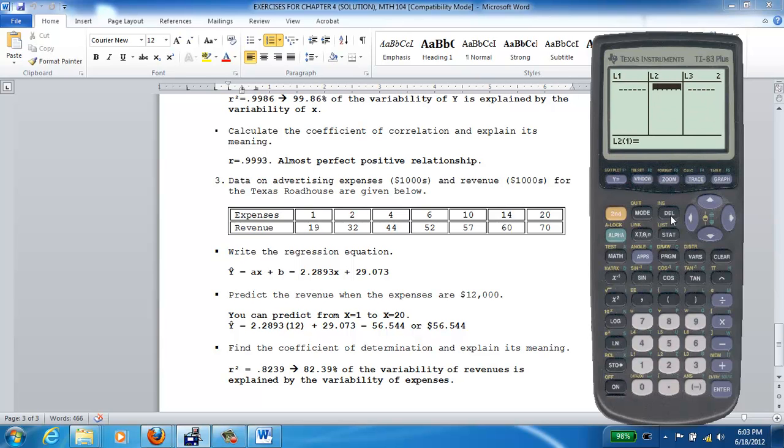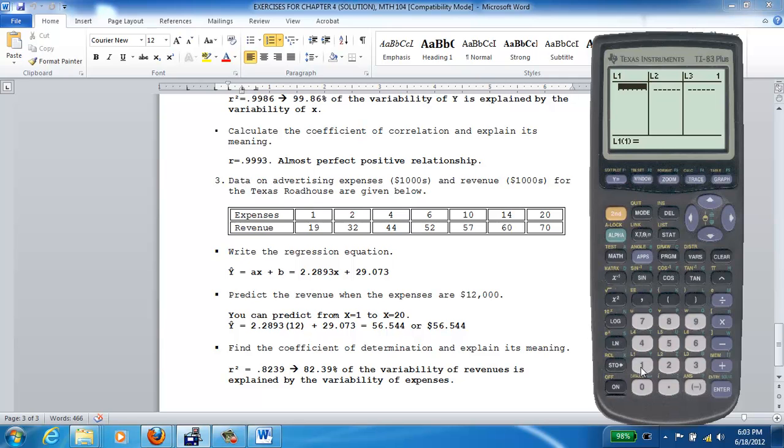Now for this problem you have to figure out what is your L1 and L2. So you try to predict the revenues based on expenses. So expenses will be your X, revenue will be your Y. So revenue will be your Y because you try to predict it, and expenses is your X. X is the independent variable.